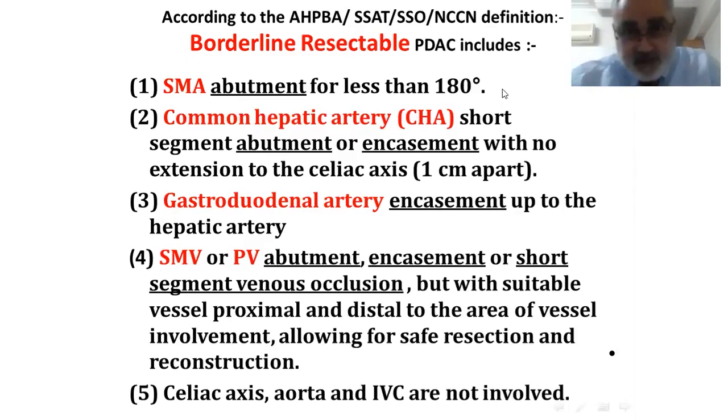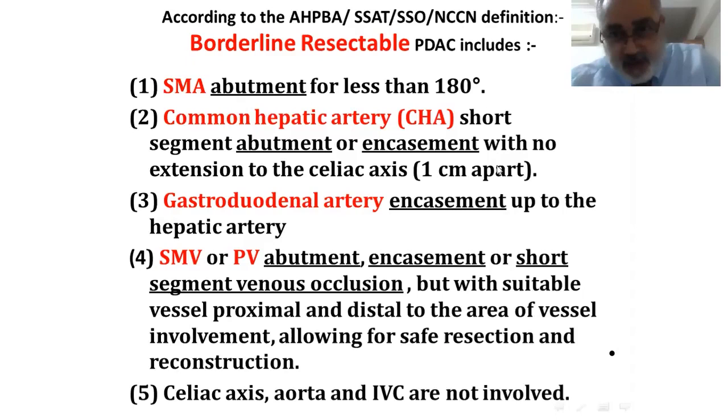Regarding the common hepatic artery, if there is short segment abutment or encasement with no extension to the celiac axis, there is 1 centimeter free of tumor before going to the celiac axis. So the mass is encasing or abutting the common hepatic artery, but there is 1 centimeter free between the common hepatic and the celiac axis, then it is borderline resectable.